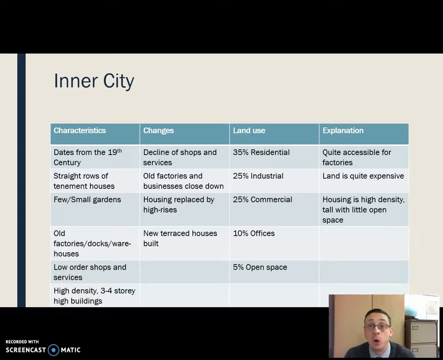We've still got industrial and commercial use in the area. We still have factory-sized buildings. We still have some offices. And one of the new things that creeps in the inner city is the arrival of some open space as well. So the land here is still reasonably expensive, but it is starting to get cheaper. There's less demand on the land, so the supply can meet it.